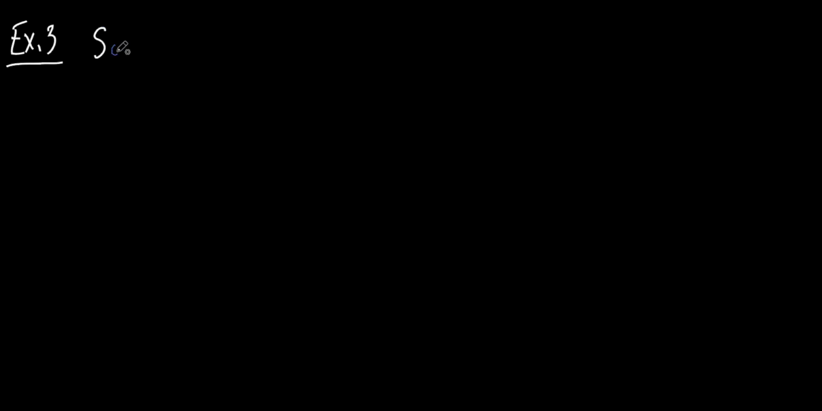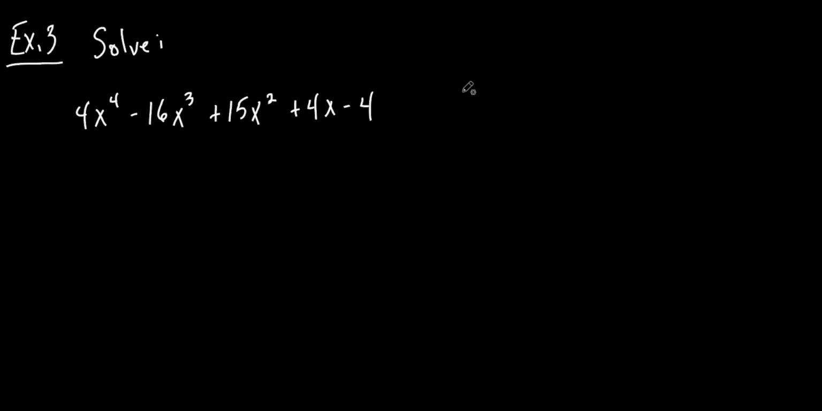So it says to solve 3x to the 4th plus 15x squared plus 4x minus 4. All right. So what are our possible roots here?